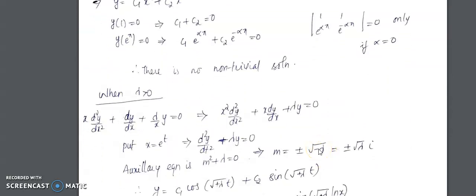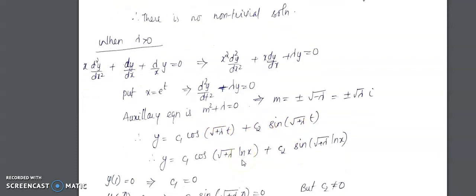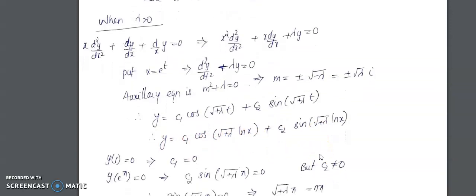So root of minus 1 will be i. So you will get plus or minus root lambda i. So the roots are complex. So therefore the solution y will be equal to C1 cos root lambda t plus C2 sin root lambda t. So upon substituting back t, so t will be log x. So you will get y equal to C1 cos root lambda log x plus C2 sin root lambda log x.